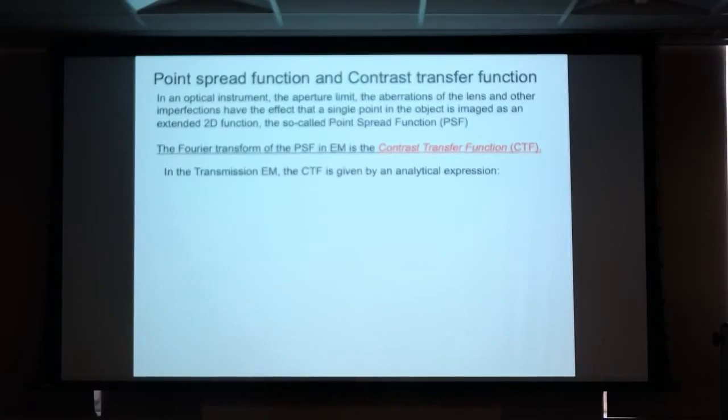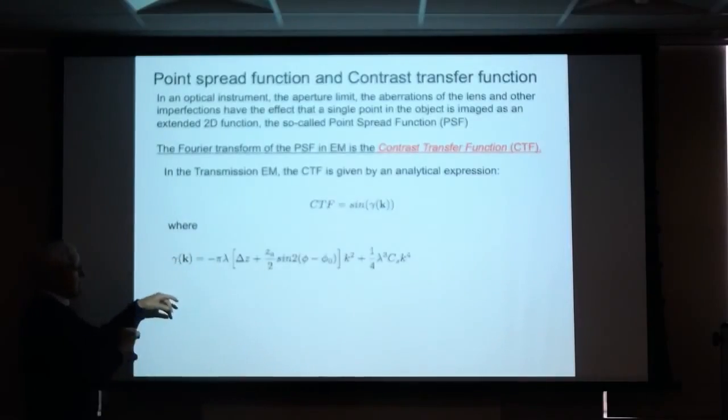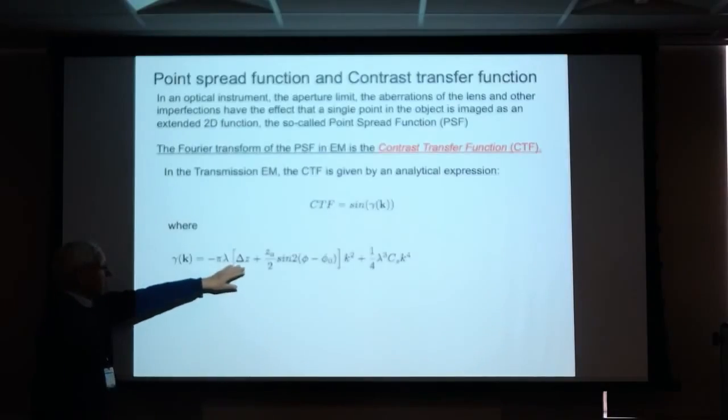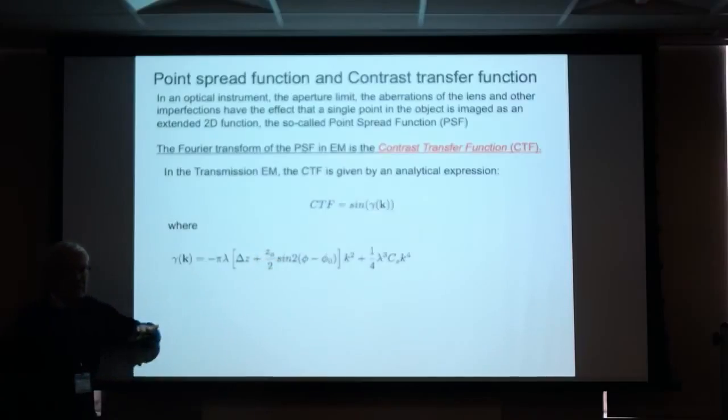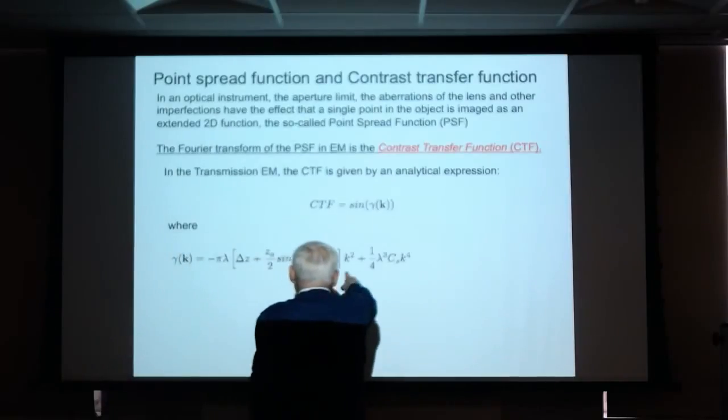And in the transmission electron microscope, under bright field conditions, the CTF is given by an analytical expression. The CTF is sine of gamma of k. And gamma of k is a complicated function. This function is the wave aberration for a particular spatial frequency k. Now let's look at the different terms of it. Delta Z is the defocus. This here is an astigmatism term. We can normally neglect it because we can correct for astigmatism. This goes with k squared.